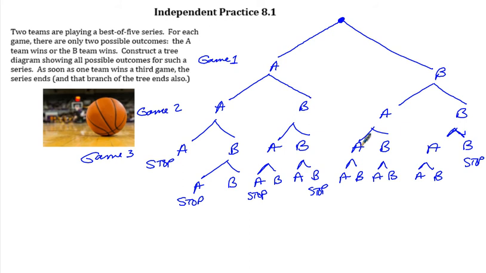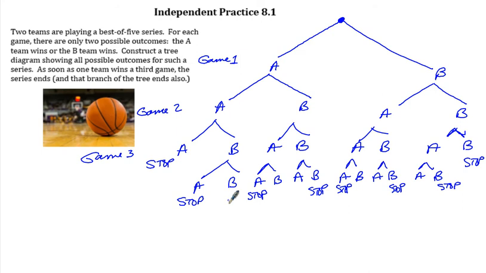B, A, we have a winner. B, A, B, oh, sorry. B, A, B, we're tied. Don't have a winner. B, A, don't have a winner. B, B, we have a winner. So stop. B, A, we're tied. B, B, we stop. B's won 3 times.